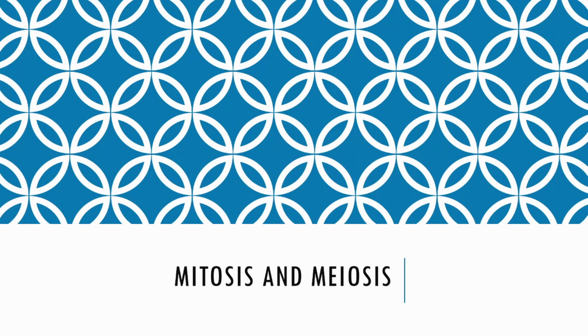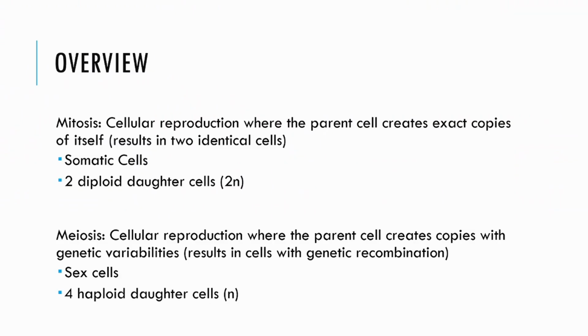In the last lab, we talked about DNA and replication, and how it's so important that we replicate DNA when cells divide, but we didn't talk about the process of cells dividing. It turns out there are two different processes we're going to look at of how cells can make more of themselves: mitosis and meiosis. So let's look at a quick overview of both of these processes.